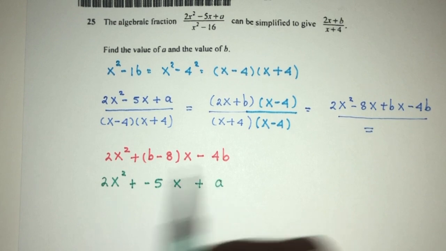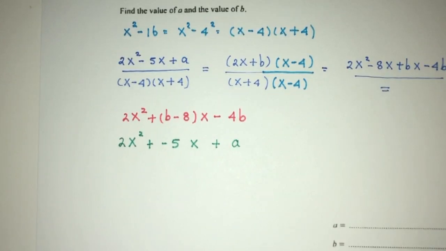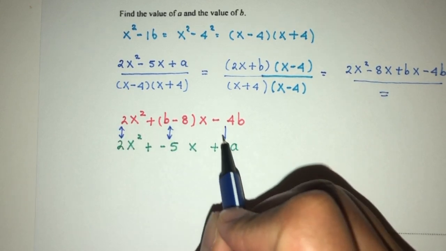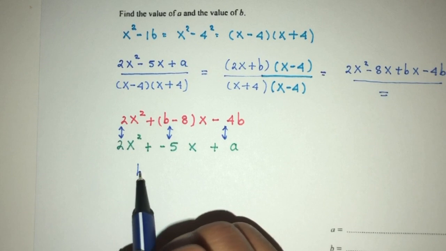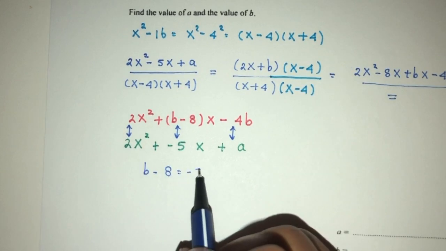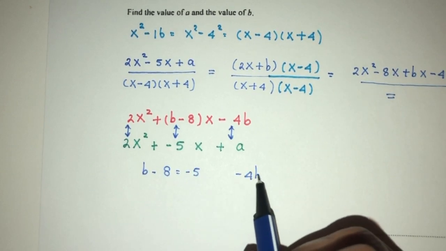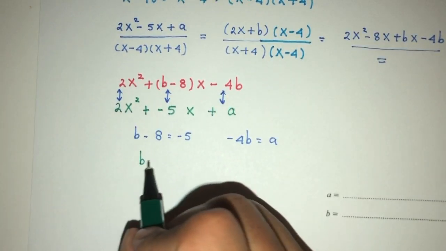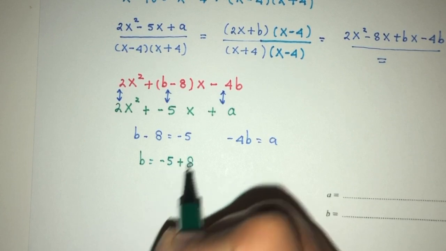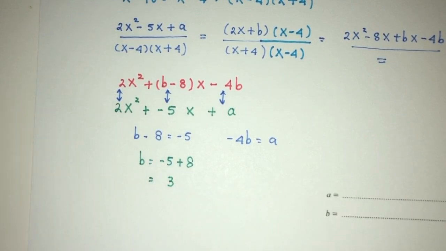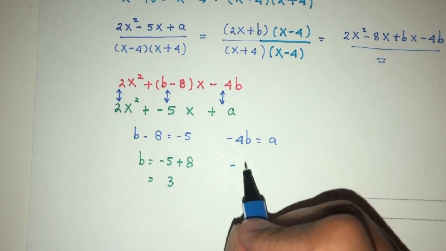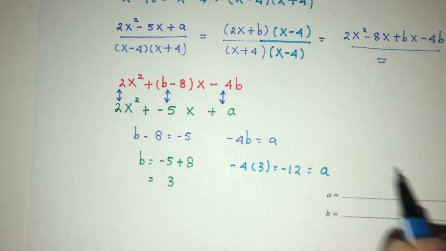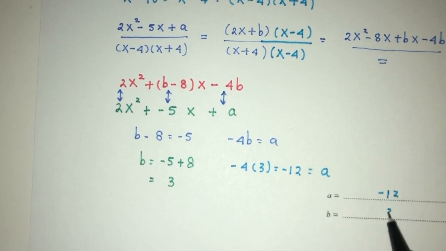So by comparison, we can see that this has to be this, and this has to be this. So basically we have b minus 8 should be minus 5, and minus 4b has to be the value of a. Let's first find b. b will be the value of minus 5 plus 8, that should be 3. And then finally we have minus 4 times 3, that should be minus 12 for the value of a. a will be minus 12 and b should be the value of 3.